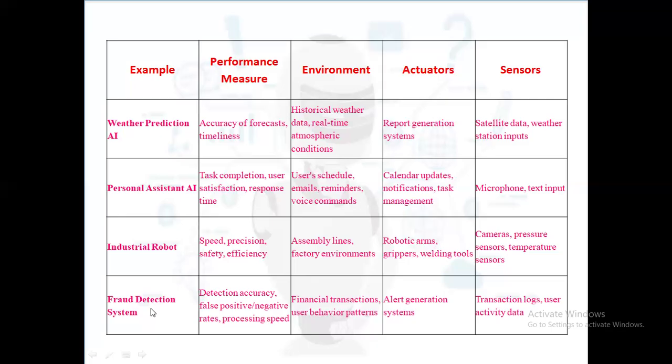Next, the fraud detection system monitors financial transactions and user behavior to identify fraudulent activities. It uses transaction logs and activity data as input sensors and actuators to generate alerts when anomalies are detected. Its effectiveness is measured by accuracy in fraud detection and minimizing false positives and negatives.